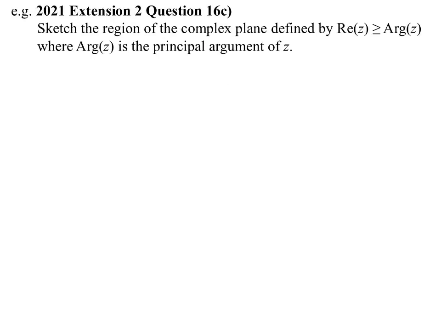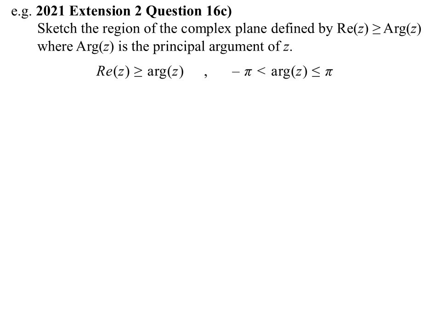Which now brings me to this question. 2021 Extension 2 question 16C was the very last question in that particular year's HSC. And it was a stinker. You had to draw this region. It's defined by the real part of z is greater than or equal to the argument of z. Notice the capital A. So they talk about the principal argument. Oh, I should have just read the next line. They actually told you that.